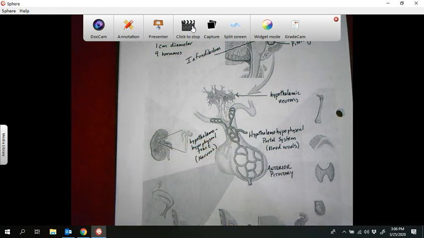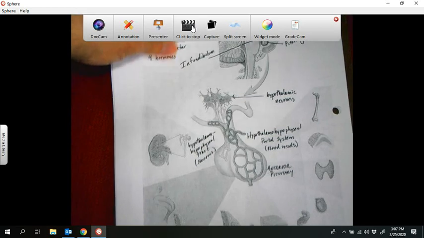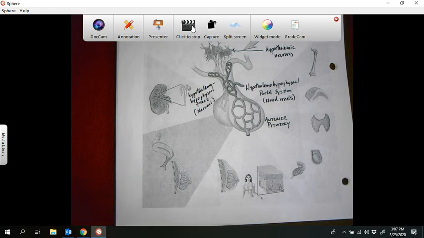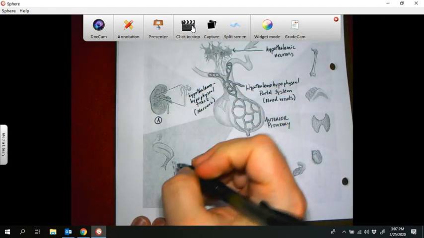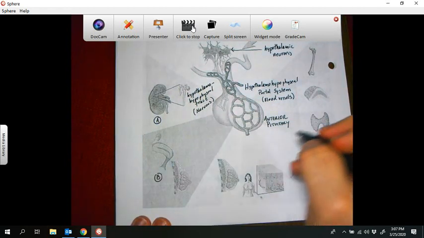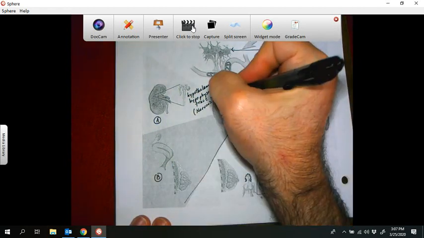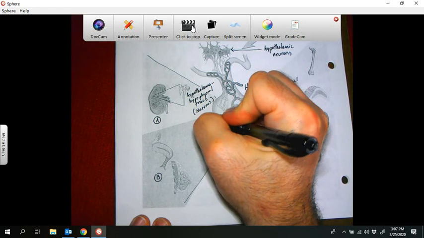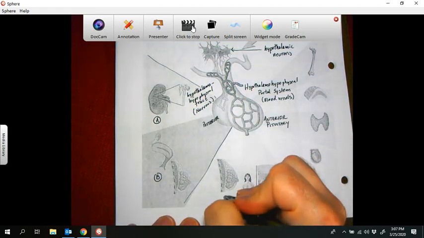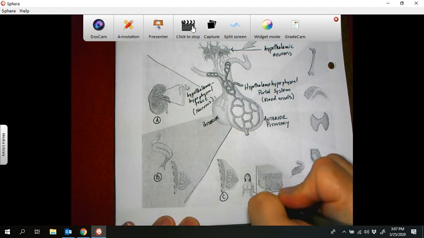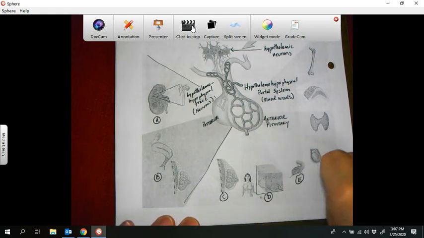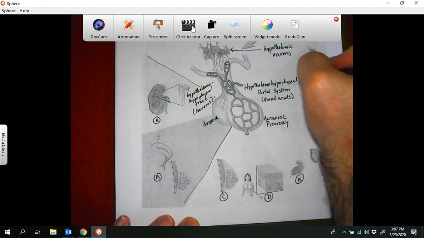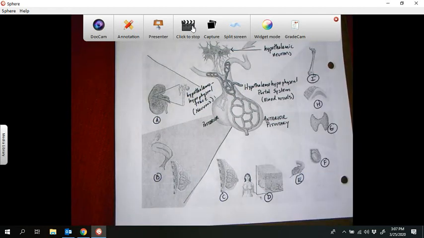Now you'll notice a lot of things surrounding here. So this represents all the different target tissues for these. So we're going to label these A, B, and these are the only two that are posterior. So this is the posterior. And then here we have C, D, E, F, G, H, and I. And we're going to refer to these.